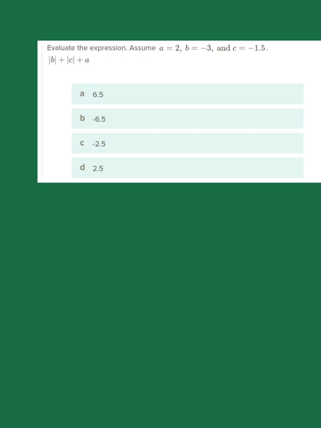Okay, here's another example. This one says evaluate. That means calculate the answer. Evaluate what? The expression, the math problem without an equal sign. And they tell us some more information. They say that a is equal to 2, b is equal to negative 3, and c is equal to negative 1.5. So I'm going to take these numbers here, and I'm going to put them in this expression here.